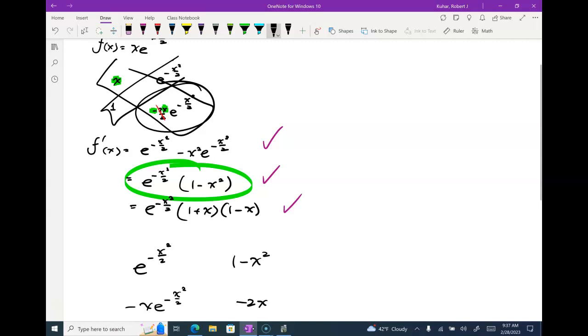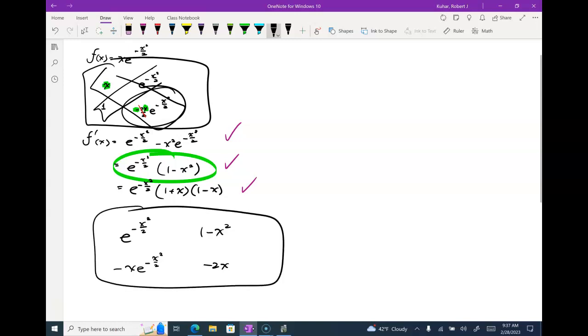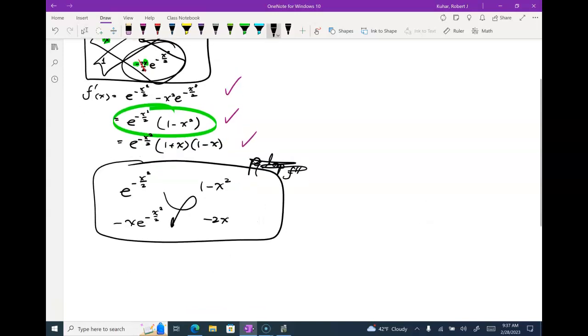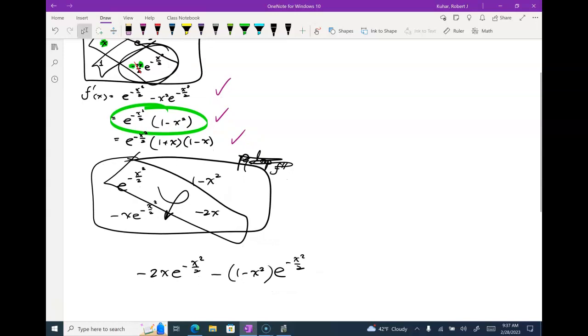Good. And I like to kind of box this stuff up. This is my product rule for f double prime. In this case, I see both pieces are negative, so it doesn't matter which one I pick first. I'm going to pick this one first. So I get a negative 2x e to the minus x squared over 2. And then I get a negative 1 minus x squared e to the minus x squared over 2, times another x, sorry.